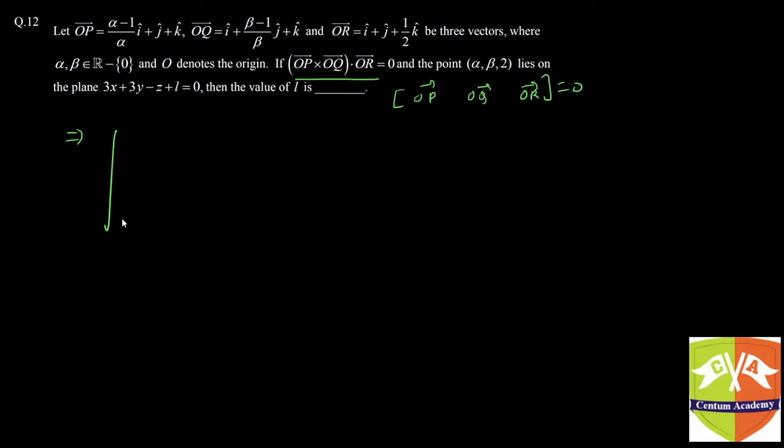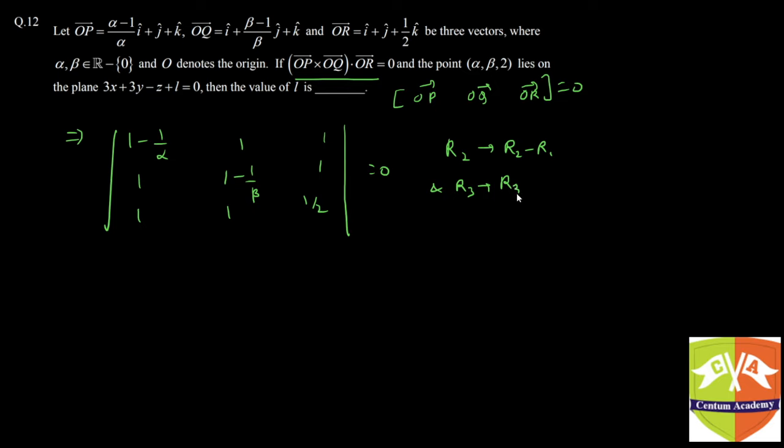Let us write all of these coefficients in simplified form. This alpha minus 1 by alpha can be written as 1 minus 1 by alpha. And 1 and 1. Next is 1, 1 minus 1 by beta and 1. And finally, we have 1, 1 and half equals 0. Using properties of determinant, let us apply a couple of row operations. R2 goes to R2 minus R1. And R3 goes to R3 minus R2.